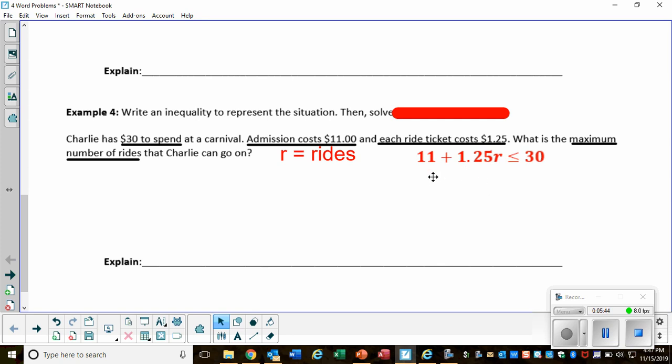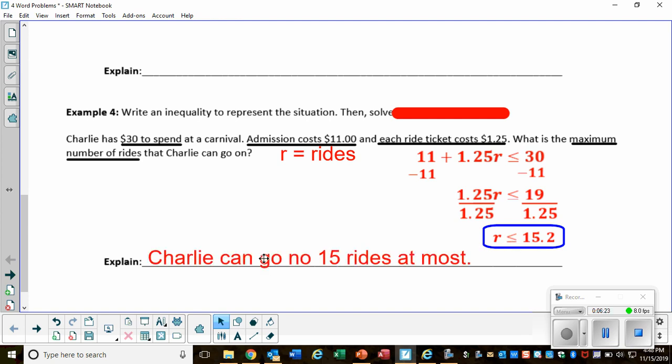So now I just go ahead and solve. Subtract 11 from both sides. I now have 1.25R is less than or equal to 19. Divide by 1.25, and then wait. Do I need to flip my sign? No, because I'm dividing by a positive. So I get R is less than or equal to 15.2. Now what does that mean about how many rides he can go on? So what is the maximum number of rides he can go on? He can't go on 15.2. That's not possible. So, because I have to be less than that, I round down.